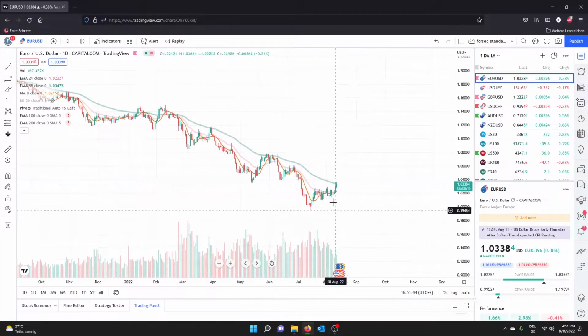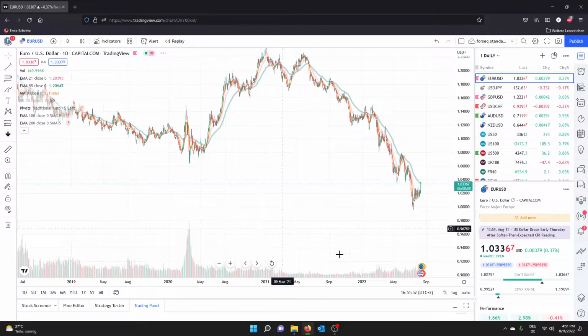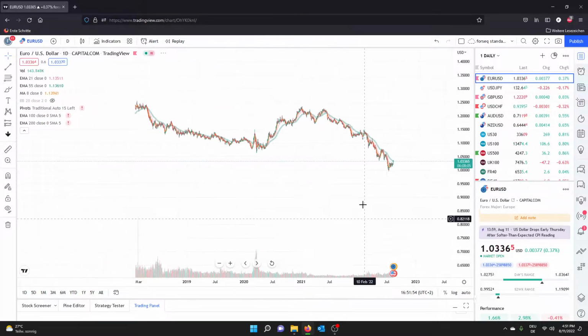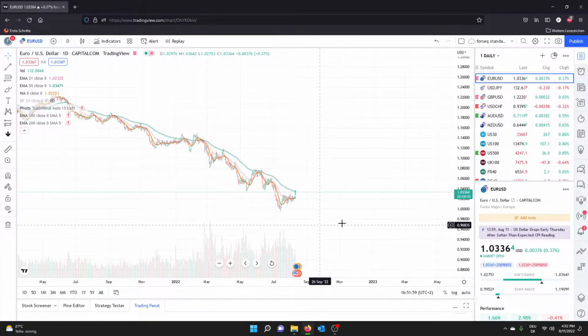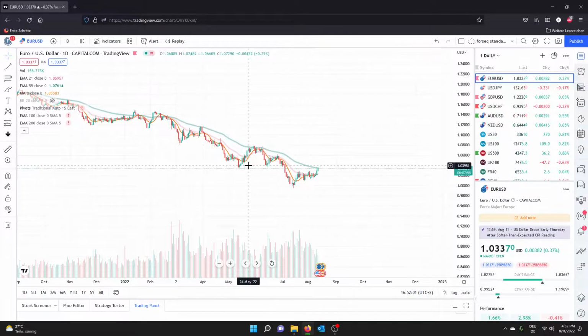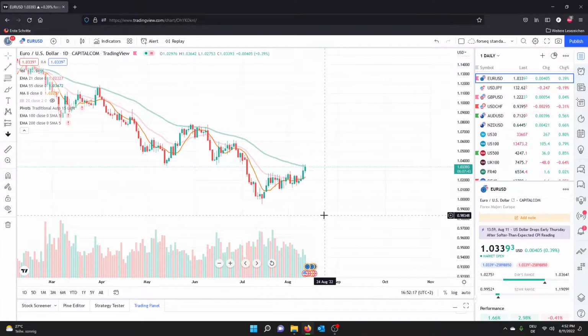We are at a critical level right now because I think the trend could continue downwards. Two reasons for this. First of all, the trend corrected right back to this support level here, and this support level also matches with the 55-day moving average. So I would consider a short trade here, but only if there is a clear signal.